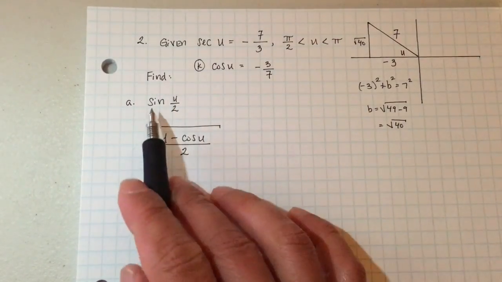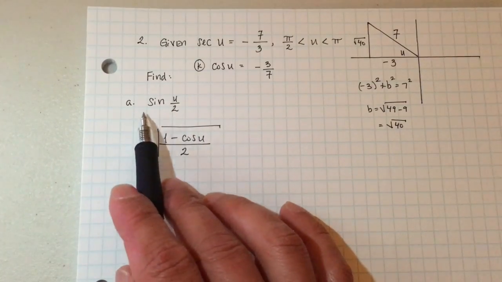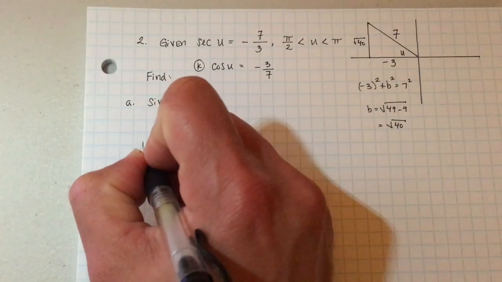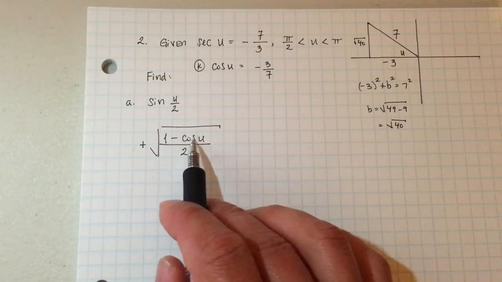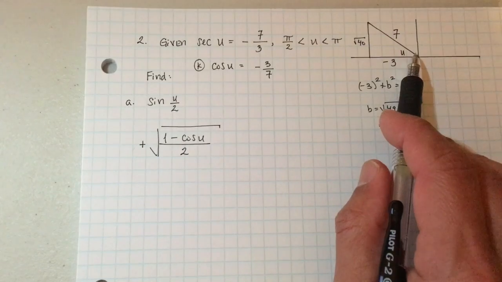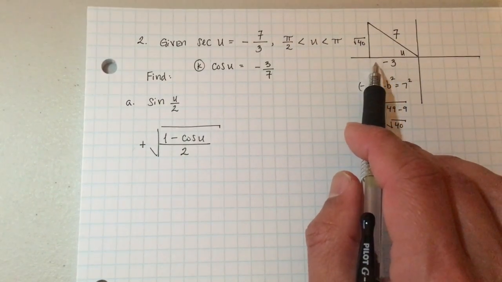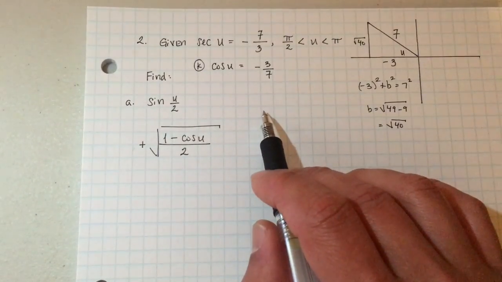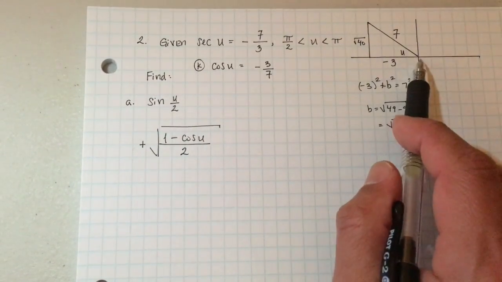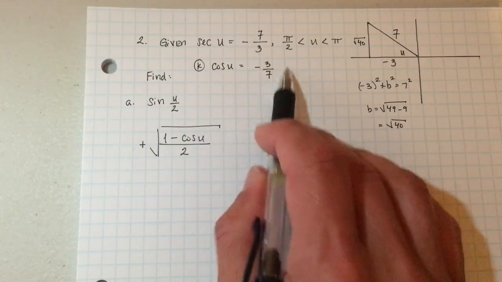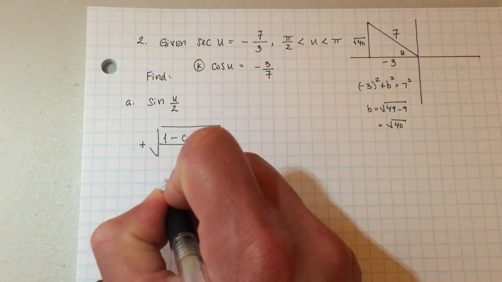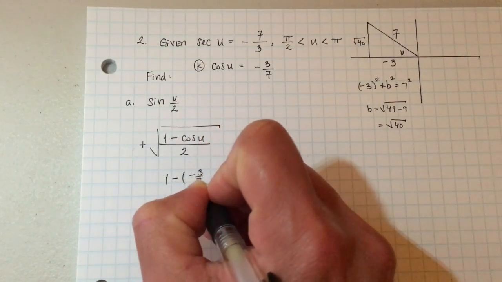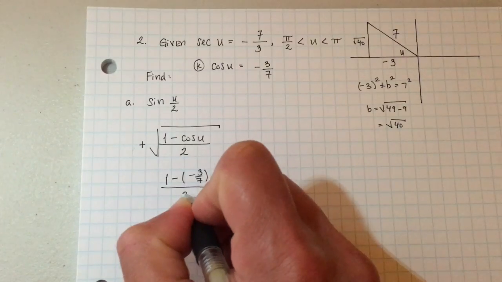Okay, sine of this angle. The sine of this angle comes out to be positive, so I'm going to use the positive one. And cosine of u, we're able to solve it, is adjacent over the hypotenuse. And I probably should have done the cosine, but either way, it's okay. So -3 over 7, we already have it. So that's going to be 1 minus -3/7 over 2.